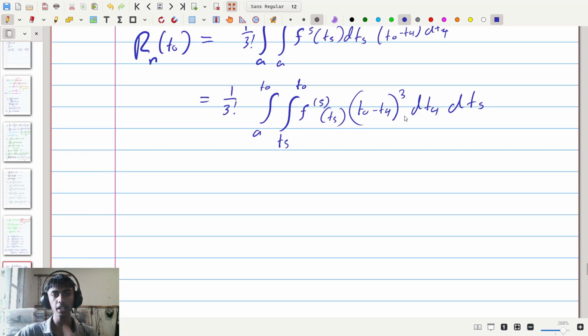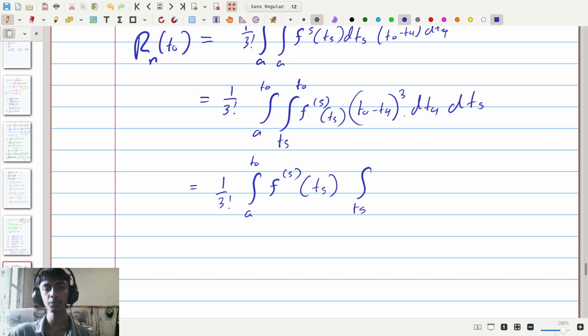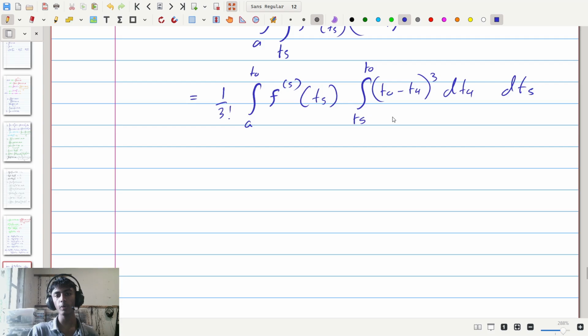So now then, we're going to rearrange this thing a little bit to get a nice thing. We're going to take this part out of this first internal integral, because t5 is independent of t4, we can do this. So by doing this, we get 1 divided by 3 factorial times the integral from a to t0 of f fifth derivative evaluated at t5 times the integral from t5 up to t0 of this part here, which is going to be t0 minus t4 cubed dt4, whole thing dt5. We know what this internal part is.